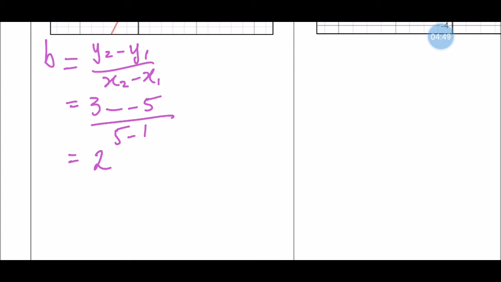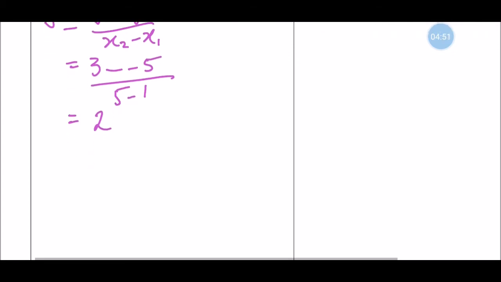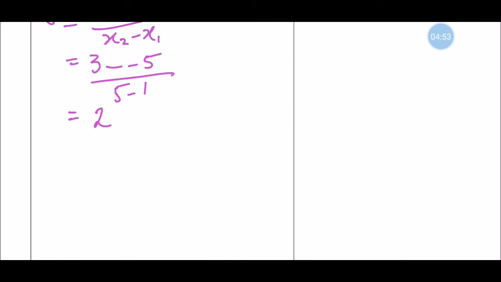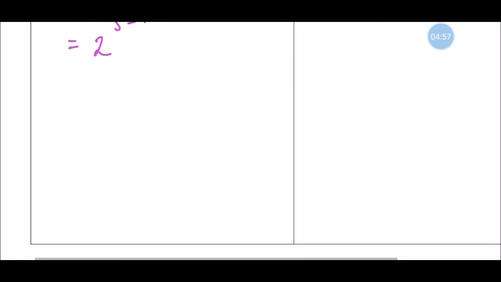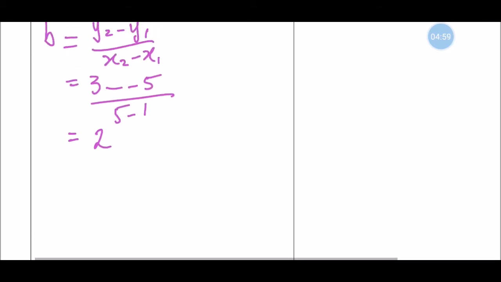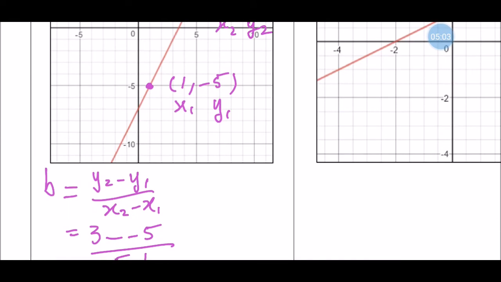All right, so that's half the picture. Now we just need to find A, the y-intercept. All right, so what we're going to do is the following. We are going to select one of our 2 points.